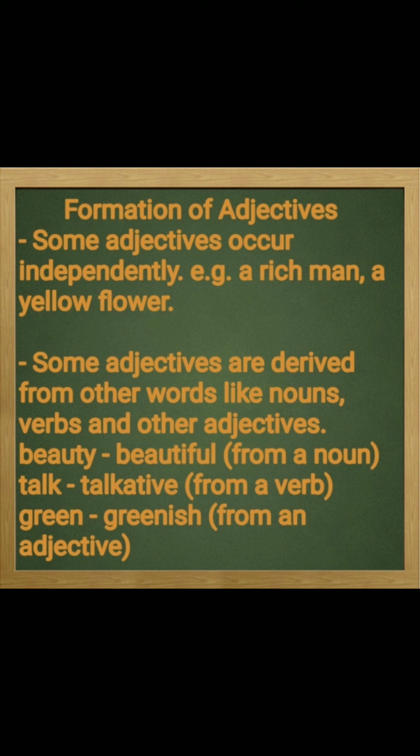Then green. Green in itself is an adjective, but when we add ish at the end, it becomes a new adjective, greenish. So that's how we can make adjectives from nouns, from verbs, and from adjectives that are already adjectives, and we can make new adjectives by adding a few words to them.